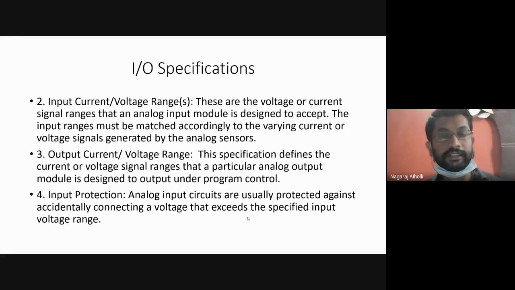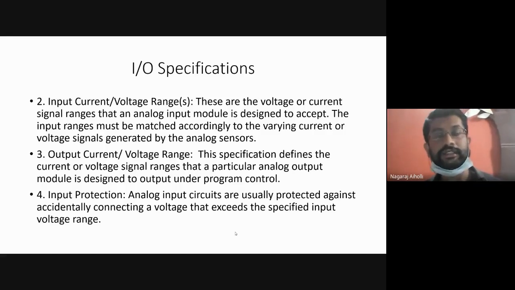Output current or voltage range. This is a specification which defines the current or voltage signal that a particular analog module is designed to output. If there is a certain analog output module, how much maximum current it can send to the field device is called the output current or voltage range. If it is sending current, then it is called the current range.